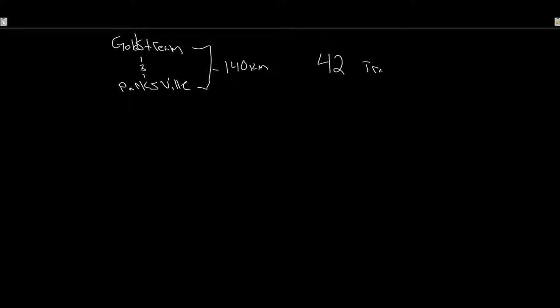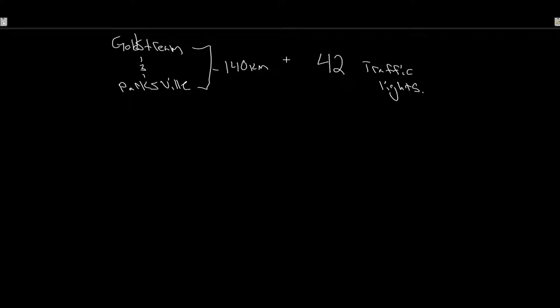We'll presume, on the island highway, if we're driving north, between Goldstream and Parksville, right? Keep in mind, this is the highway between Goldstream and Parksville. This is about a 140-kilometer stretch, just for reference. That's not necessarily important to our question. On this stretch of highway, we have in total 42 traffic lights. Yes, there are. I counted. So, 42 traffic lights between Goldstream and Parksville on the highway.